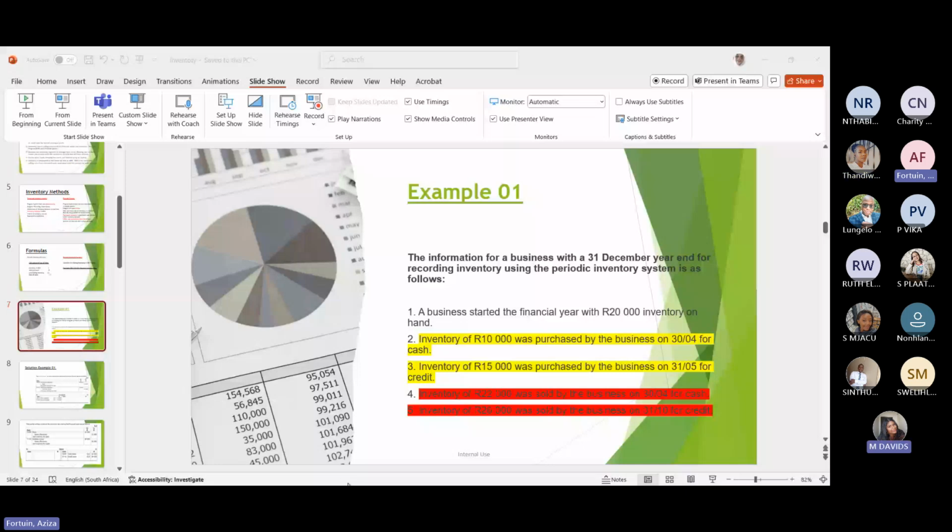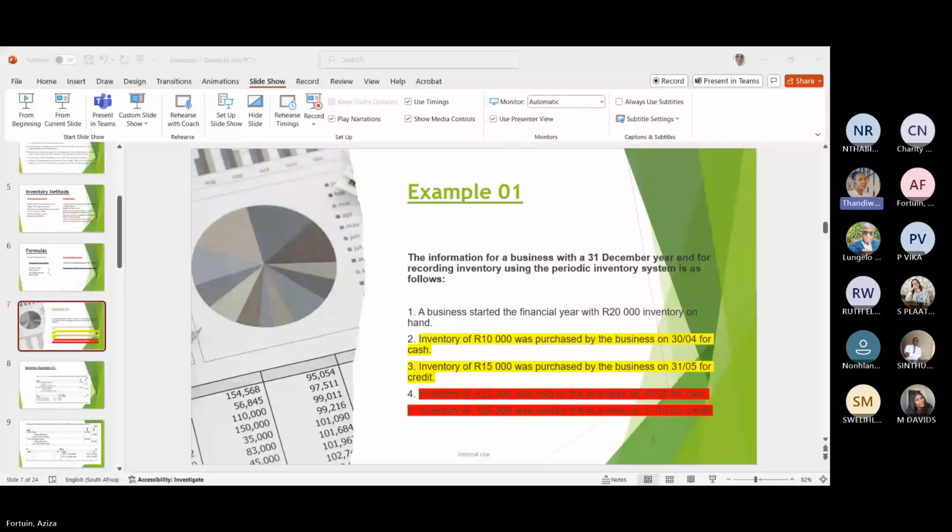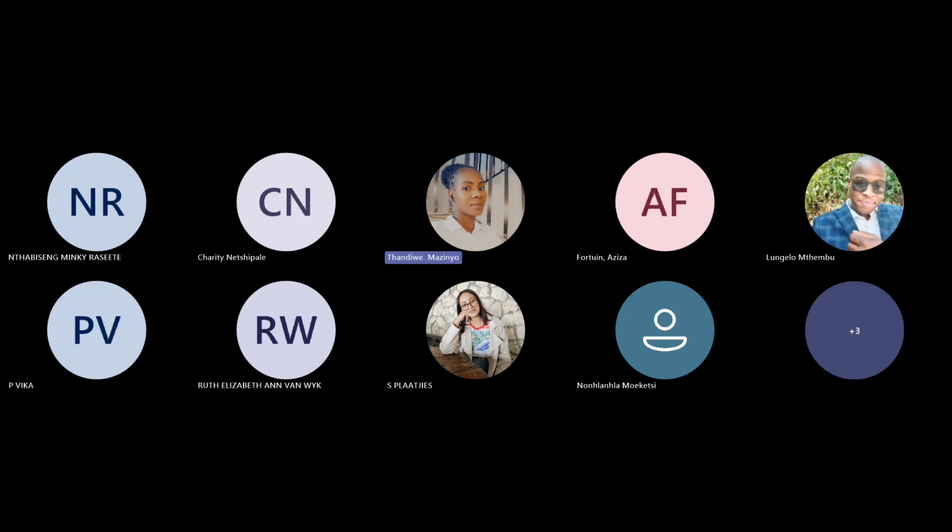Can you please see what you are doing? Because I cannot see what you are doing. I can only see where it says example 1. You're supposed to be seeing an Excel screen. Okay, sorry, boss. Probably that's why.